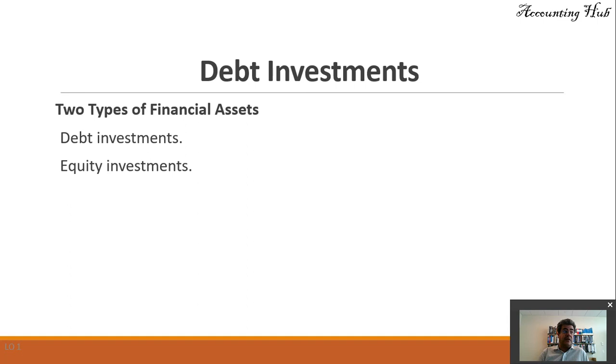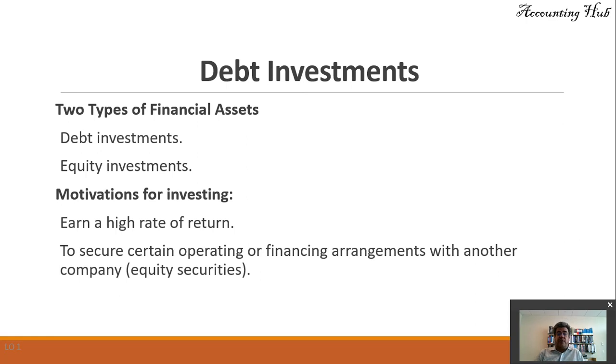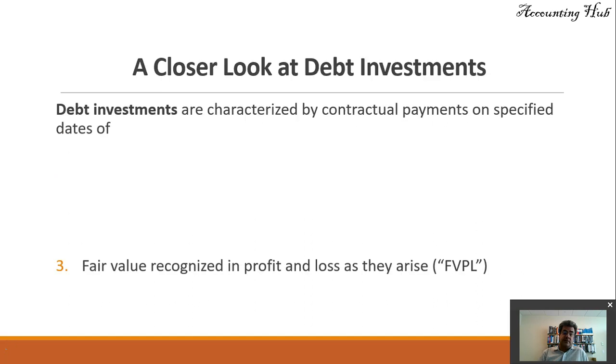So only debt investments, and the motivation for investing is to earn a high rate of return, or, in the case of equities, to secure certain operating or financing arrangements with another company. So we need to find two criteria for classification and measurement of financial assets. One, what is the company's business model for managing its financial assets? Two, what are the contractual cash flow characteristics of the financial investments?